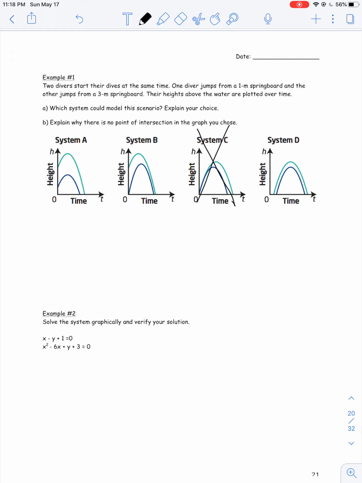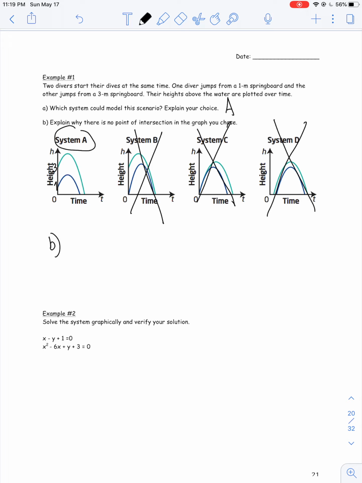So we should see a change in the height, so it can't be system C. And we're starting at time equals 0, so that will also not work right here. And then what we should find is that system B doesn't work. The reason being is that if they start at different heights, they should reach the water at different times. So system A would be most likely to represent this scenario. So they have the 1 meter springboard versus the 3 meter springboard, and then the 1 meter springboard will reach the water faster than the person that's on the 3 meter springboard.